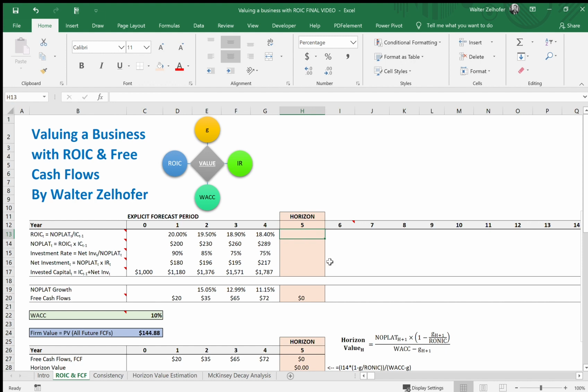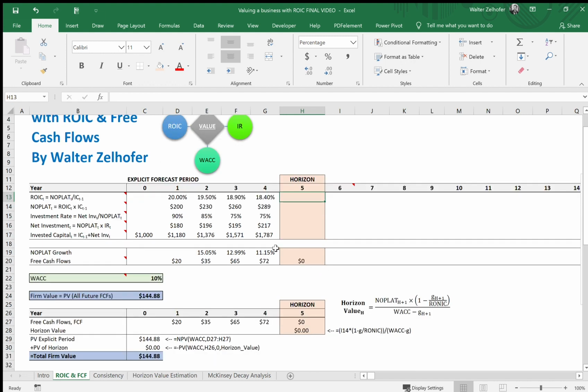Okay, and we're going to forecast up to year 5. And you will see that I'm going to show you how to do a horizon value or a continuing value shortly, which will take care of all of the future values that you see here beyond year 5. So what we're basically doing is we're going to forecast 5 years and then figure out the value of the business right away. But I'm going to show you how this all fits together.